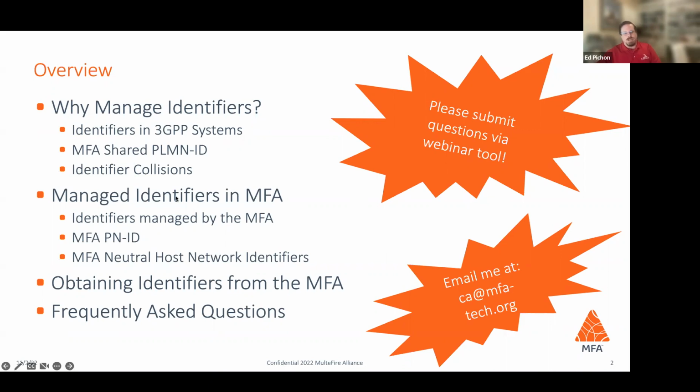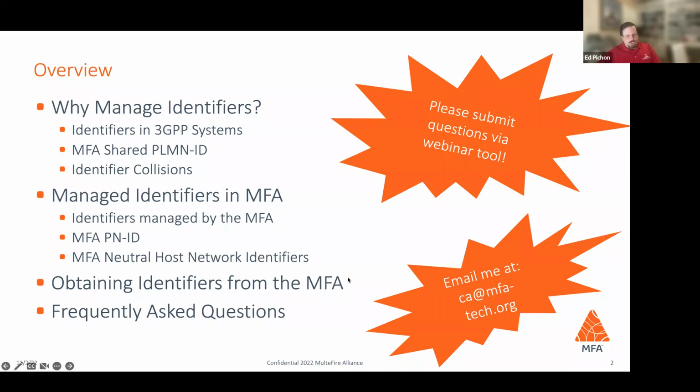The things I'm going to talk about today, we're going to talk a little about how LTE, 5G, and our work from the perspective of identifiers in those systems, to explain why we need to have managed identifiers, and then talk about what are those identifiers that we manage in the MFA, and then walk through the process of actually getting those identifiers from us. And then lastly, I'll try and answer some of the questions I've received in the past, hopefully address any questions you have here with our FAQ section.